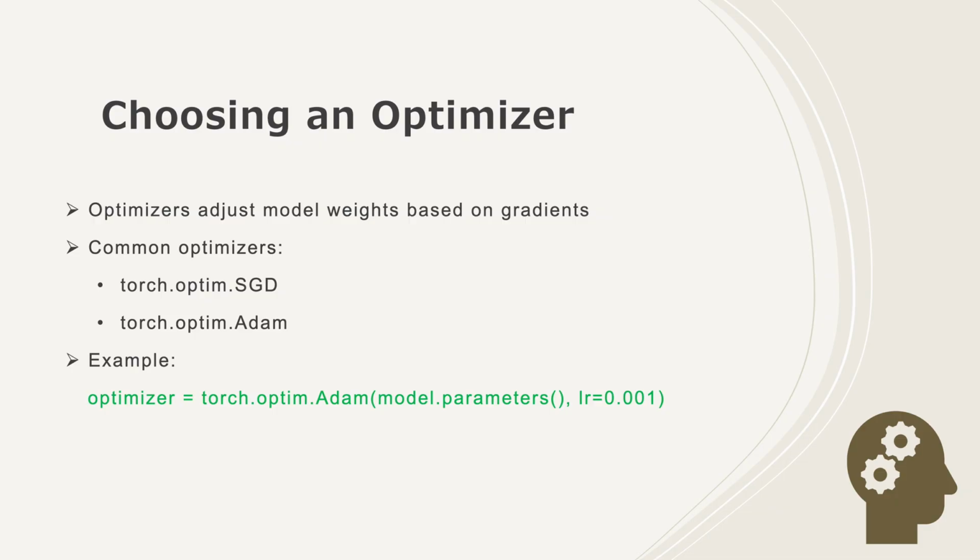To create an optimizer in PyTorch, we pass in the model's parameters along with a learning rate. For example, optimizer = torch.optim.Adam, with model.parameters and learning rate set to 0.001. This optimizer will be responsible for adjusting the weights during training, as the model learns from the data.